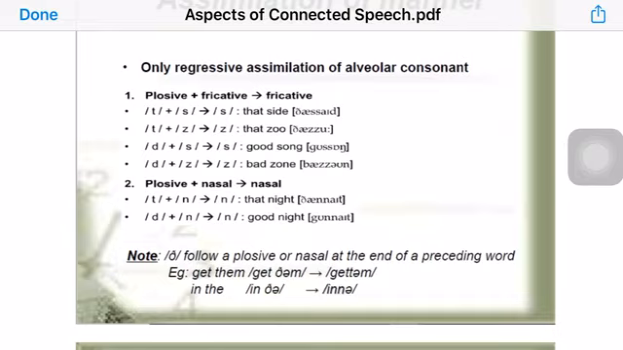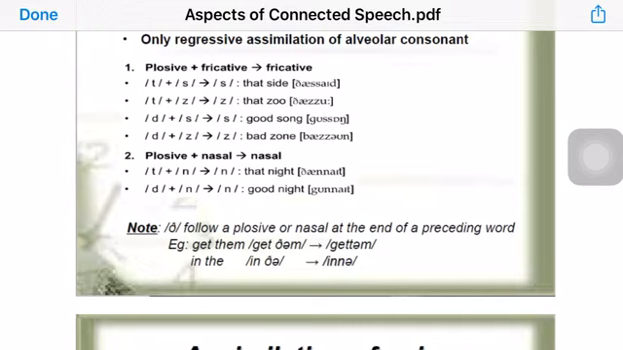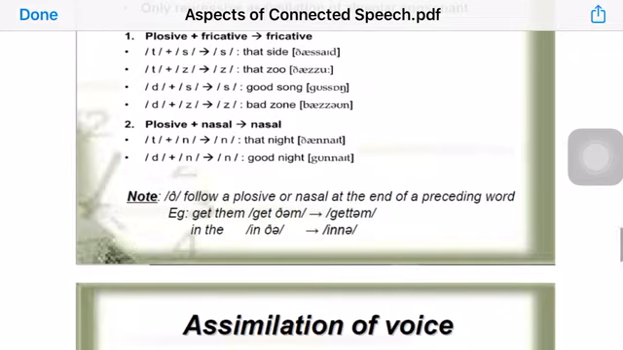Another example when we have d plus s. D, of course, is plosive, s is fricative. So the d will be changed into s as well. Good song. Instead of saying good song with a d, it's going to be good song with an s. The last example, in this case, we have d and z. Bad zone will become bad zone. We drop the d and we change it with z as well.